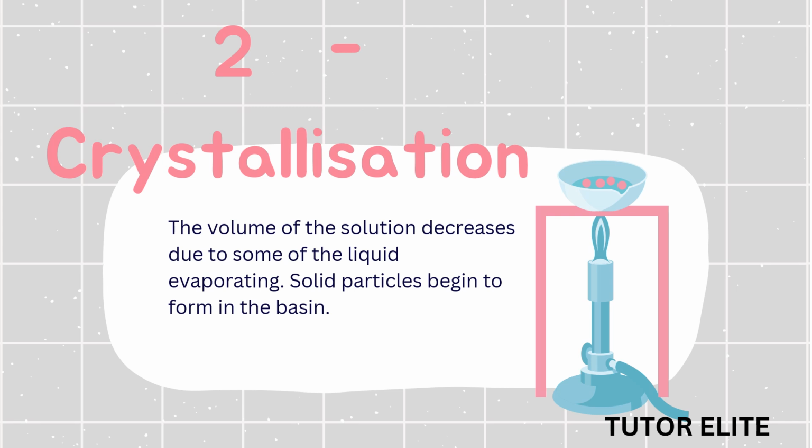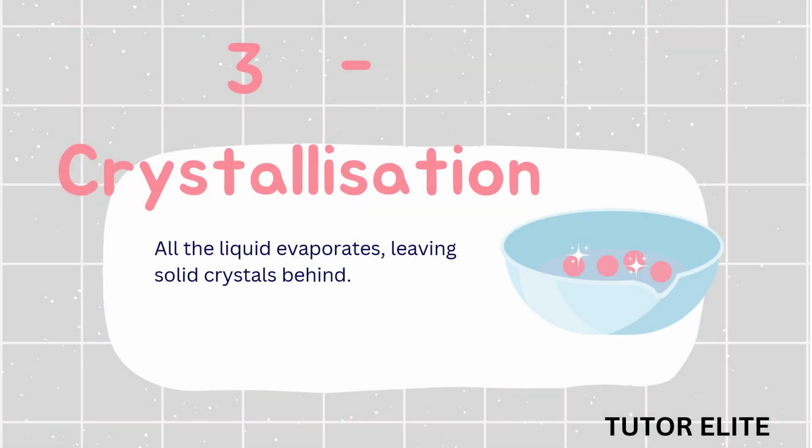The volume of the solution decreases due to some of the liquid evaporating. Whenever the heating process begins, the volume of the liquid decreases. Solid particles begin to form in the basin and get collected on the lower side. All the liquid evaporates, leaving the solid crystals behind. The complete liquid, which is water, is evaporated, and whatever remains is the crystal form of the solid.